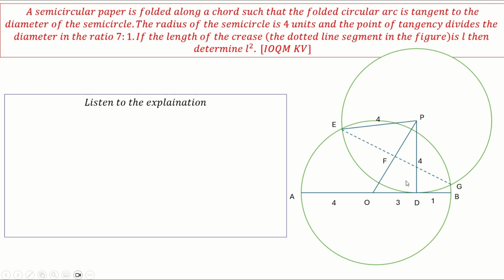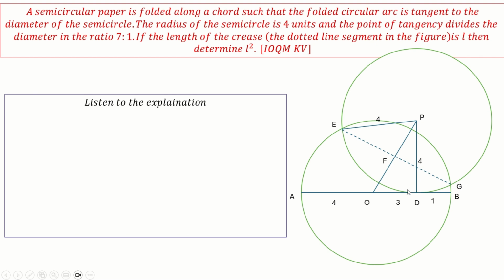Now you have this. Now we need to find out GE square. This dotted line is nothing but GE square, that is L square. So now you understood. From the center of the second circle, draw a radius to the tangential point. This will be perpendicular to the diameter because this is the point of tangency, so that will be 90 degrees.